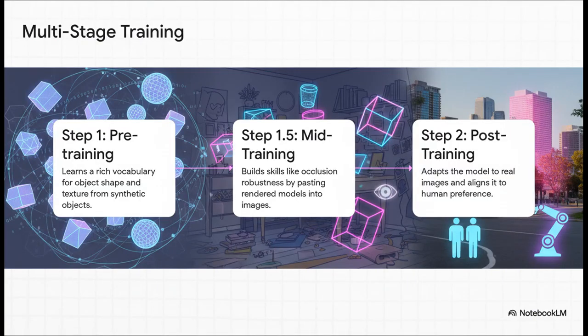Okay, so the whole process uses this great analogy. Stage 1 is pre-training. Think of this as textbook learning. The model studies millions of perfect, clean, synthetic 3D objects to just learn a basic vocabulary of shapes. Next up is mid-training, which is like a supervised internship.